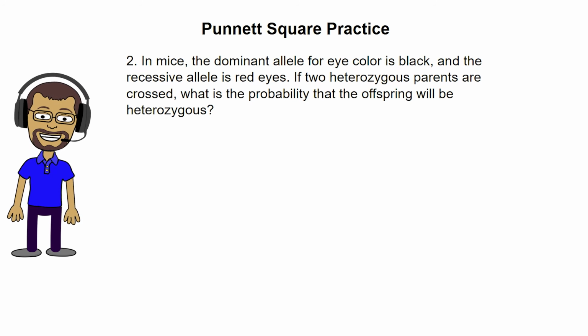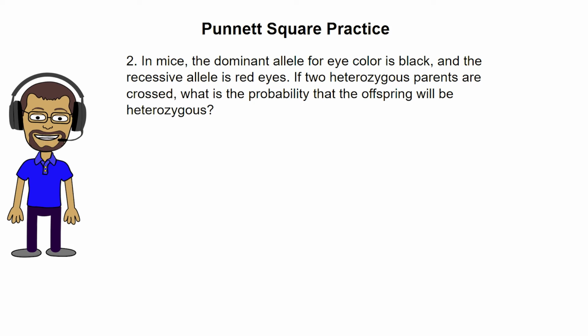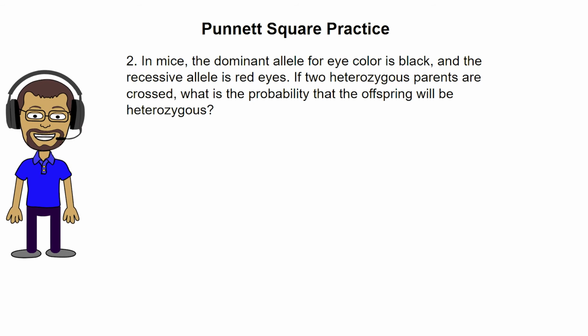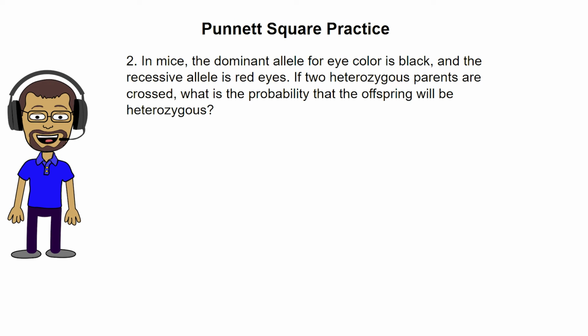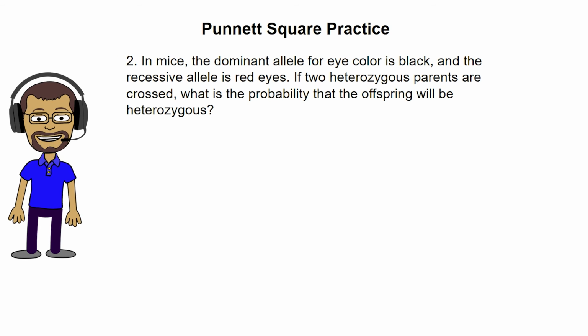In mice, the dominant allele for eye color is black, and the recessive allele is red for red eyes. If 2 heterozygous parents are crossed, what is the probability that the offspring will be heterozygous? All right, so right off the bat, this question is asking for something different than the last question.